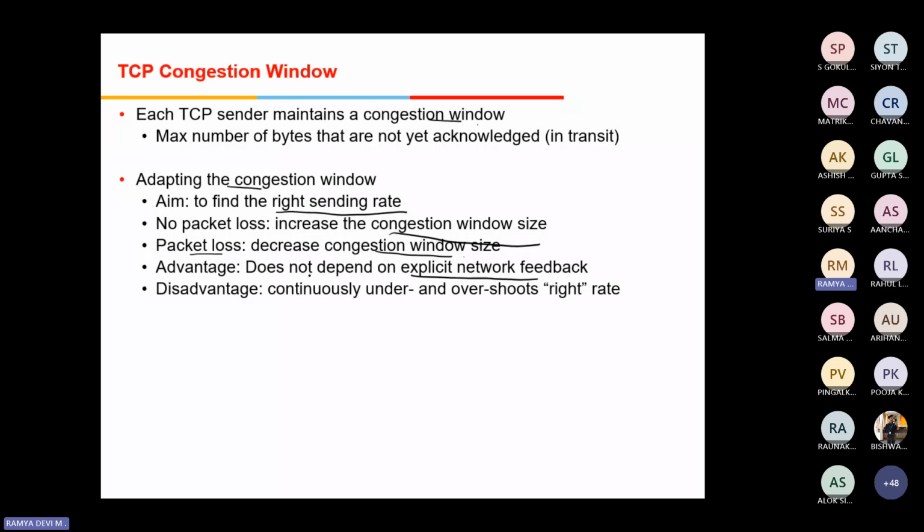But there is a disadvantage. TCP is reactive. Sometimes it misjudges the sending rate, and this can lead to congestion or underutilization. With the help of the congestion window, TCP can regulate its behavior, but sometimes it misjudges and goes wrong as well.